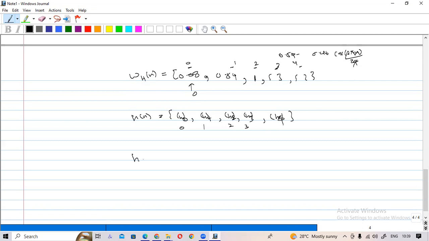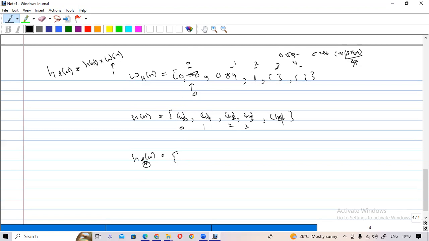Then the desired response you can get by multiplying the impulse response value with the window function. In the rectangular window case, it is 1, so you will have the same value here, because when you multiply, all values will be the same. But in this case, if you use the Hamming window, it is not the same.